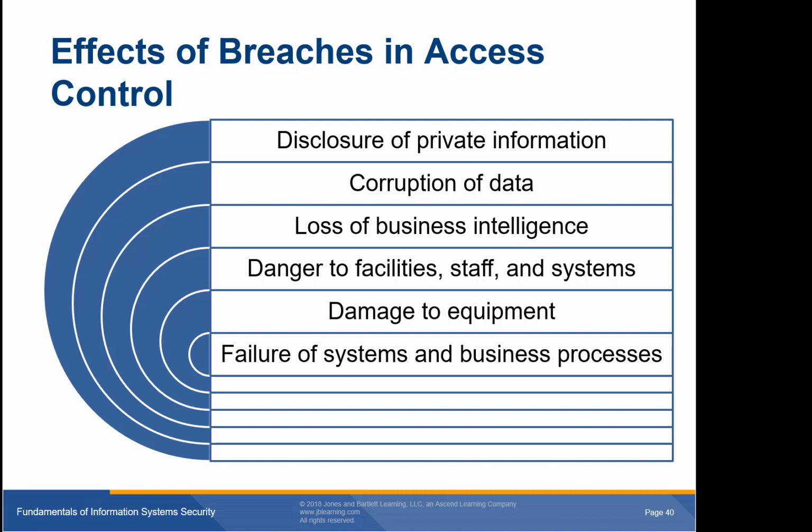For example, losses due to disclosure of business secrets, including business intelligence, often go unnoticed for quite some time. Losses due to corruption of data might make a database and all its backups useless by the time it's discovered. Data corruption can easily cause failures in systems and business processes.